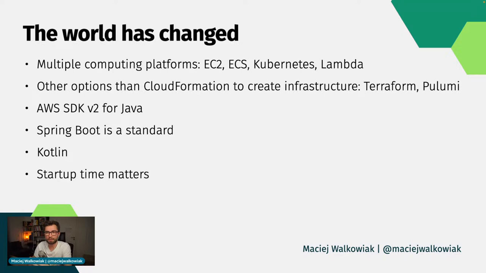Cloud computing exploded, and not only did AWS expand their service offerings, but the whole ecosystem around AWS and Spring Boot boomed. EC2 is no longer the only way to run applications. There's also ECS, Kubernetes, and AWS Lambda. And CloudFormation, although it is still the default way to provision infrastructure, has some strong competitors, specifically Terraform, which is extremely popular. Also, AWS released a modern version of their SDK called AWS SDK v2 for Java. In the Spring ecosystem, Spring Boot has become a standard. It's very rare to see new applications built without Spring Boot, just with the pure Spring framework. Kotlin has become the number two language on the JVM. And we also somehow started to worry more about startup time.